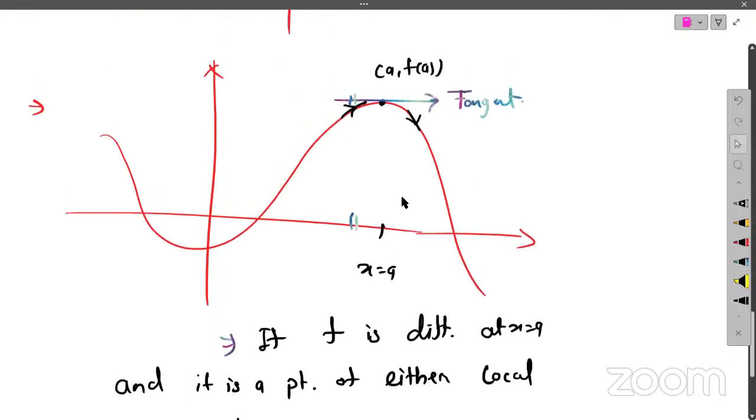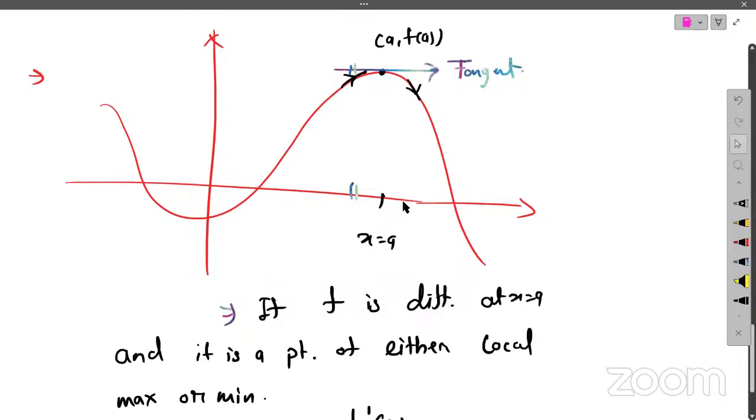Now this is a pictorial proof, but you can also prove this by using the definition of derivative, right? So I am leaving that to you. But it's kind of obvious from the graph that if you draw a tangent at a turning point, or a point where we have local maxima or minima, the tangent is parallel to the x-axis. Okay, is that fine?